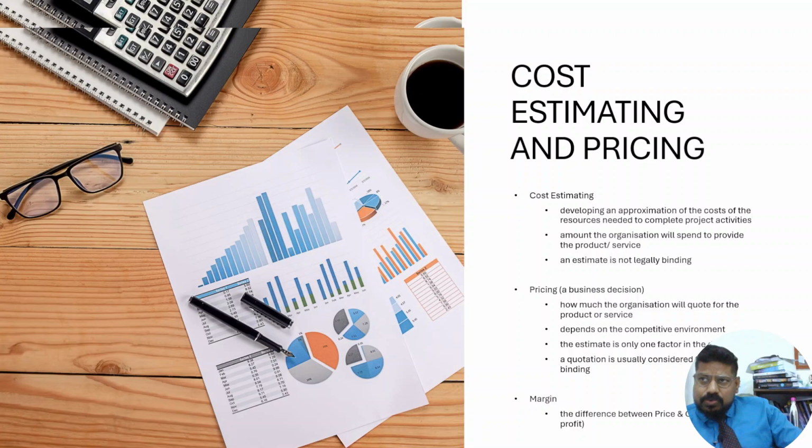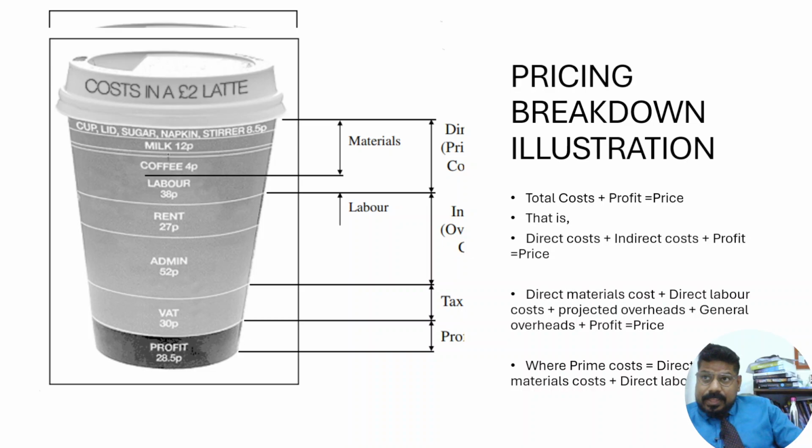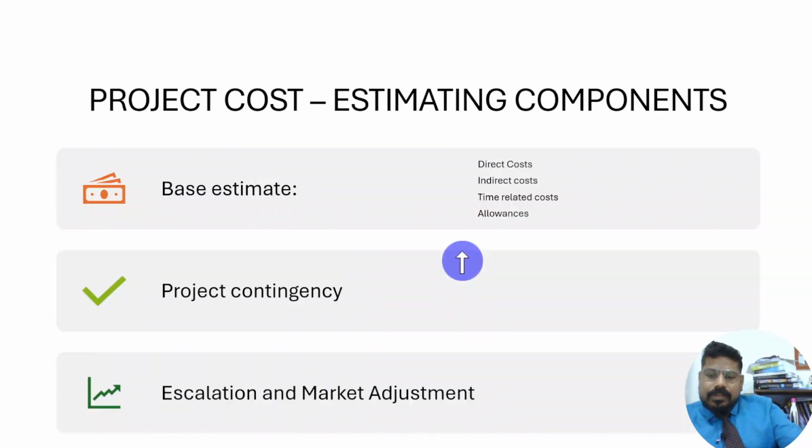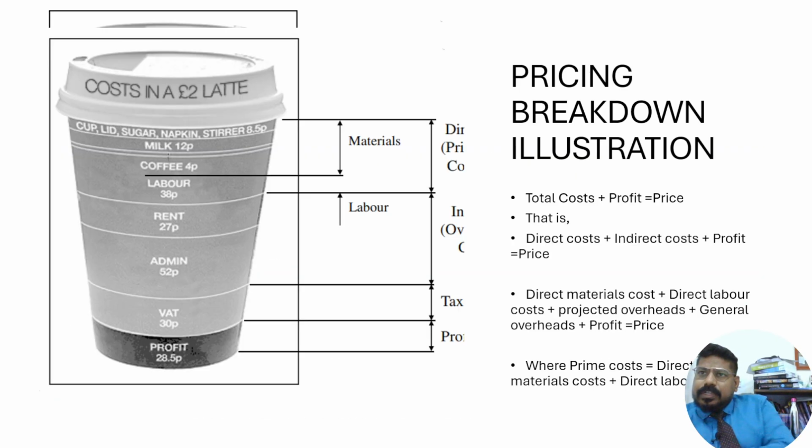So these are the artifacts that you need to do for cost estimating and pricing. Let's understand this pricing breakdown illustration. If you see, the total cost of this cup of coffee is, let's say, 2 rupees.